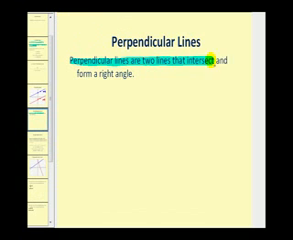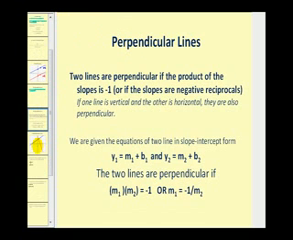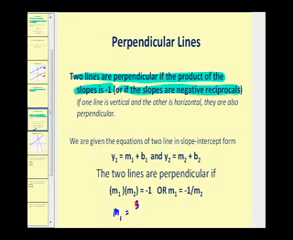Perpendicular lines are two lines that intersect and form a right angle. In order for two lines to be perpendicular, the product of the slopes must equal -1, or we can also say that the slopes are negative reciprocals. So for example, if the slope of line 1 is equal to 3/4, then the slope of the second line that would be perpendicular to this line would be -4/3. So we flip it over and change the sign.